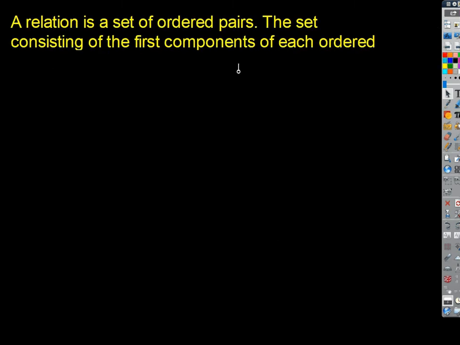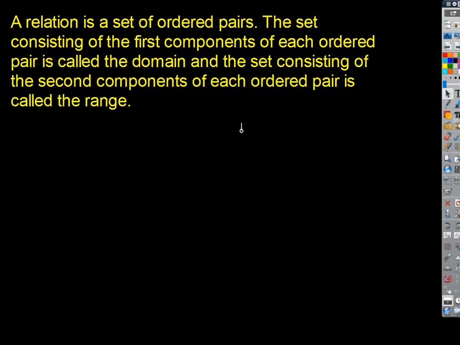Okay, so we're going to talk about functions, and we'll talk about functions today and tomorrow. But in order to talk about functions, we have to start someplace a little differently. We want to start with something called a relation. A relation is defined in different ways, but sometimes it sounds complicated.